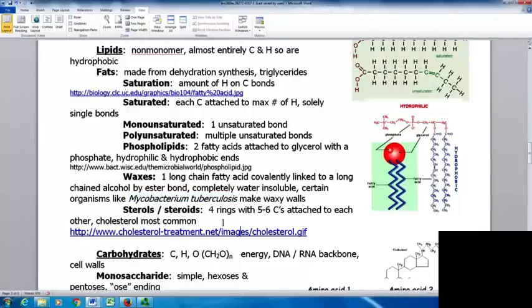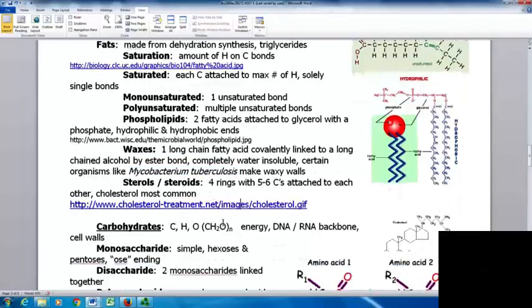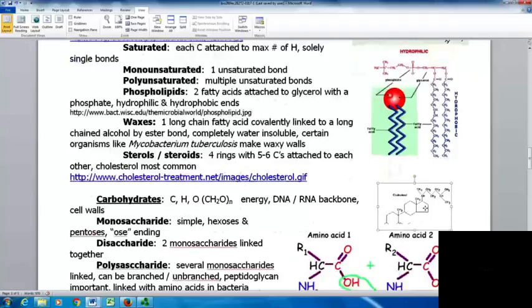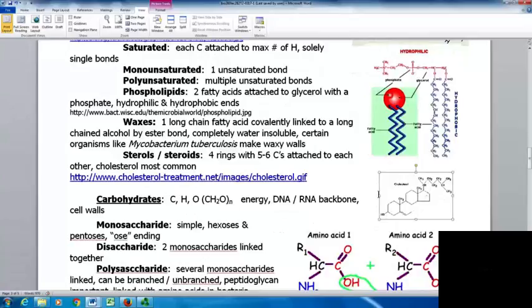So your sterols or steroids, these are going to have 4 rings with 5 to 6 carbons each attached to each other. The most common one in animal cells is cholesterol. Plant cells do have other sterols, they just don't have cholesterol. This is an example of what cholesterol looks like here.